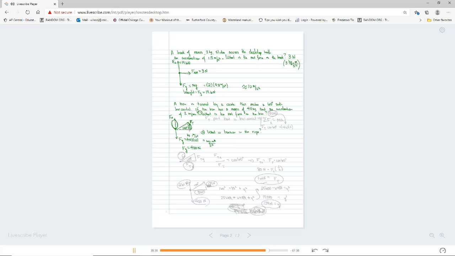So the net force is the tension part that is horizontal. Okay? And we know the tension part that is force horizontal. So this is what it's going to look like when I write the math.